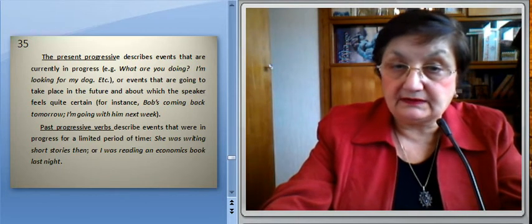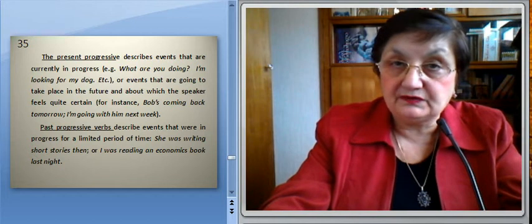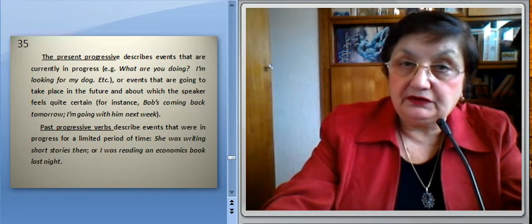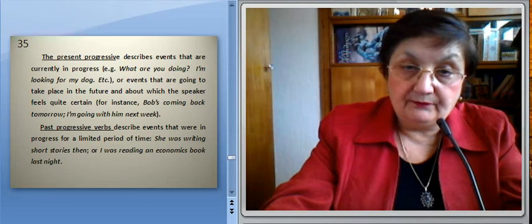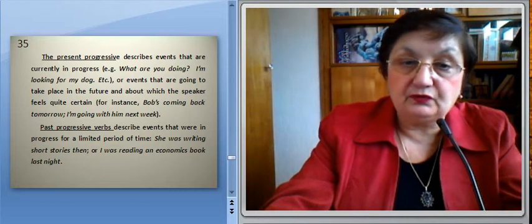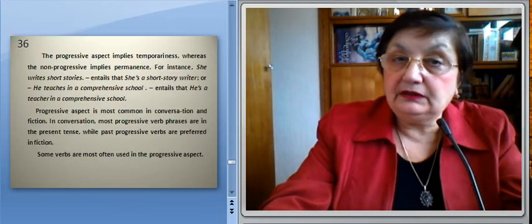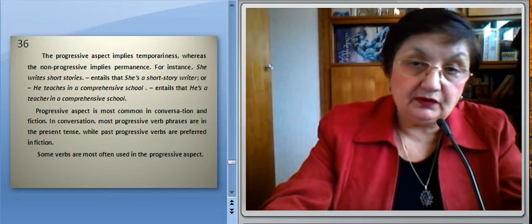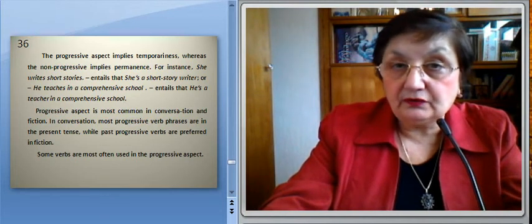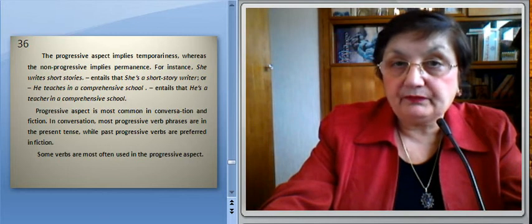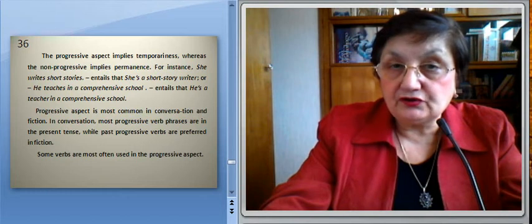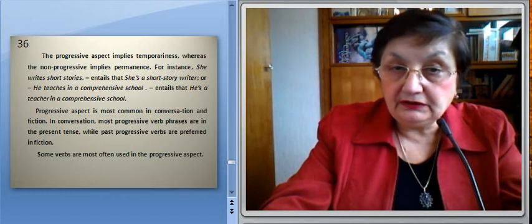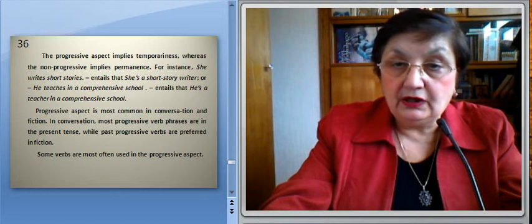The progressive aspect implies temporariness, whereas the non-progressive implies permanence. For instance, "She writes short stories" entails that she is a short story writer, or "He teaches in a comprehensive school" entails that he is a teacher in a comprehensive school. Progressive aspect is most common in conversation and fiction. In conversation, most progressive verb phrases are in the present tense, while past progressive verbs are preferred in fiction.